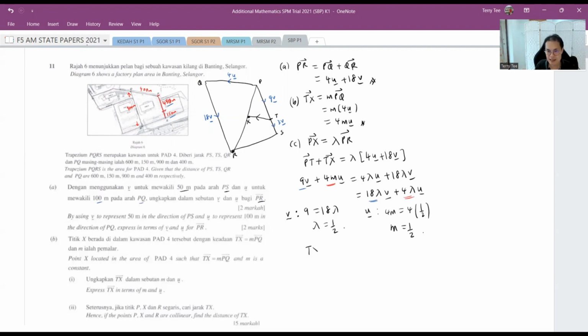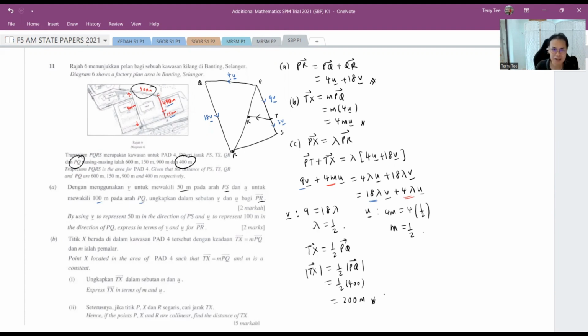So that means TX is now half of PQ. Now, do we know the length of PQ? Yes, we do. Right from the start, they say PQ has a distance of 400 meters. So since the magnitude of TX is half times the magnitude of PQ, I'll take half times 400. Answer is 200. So the length of TX is 200.